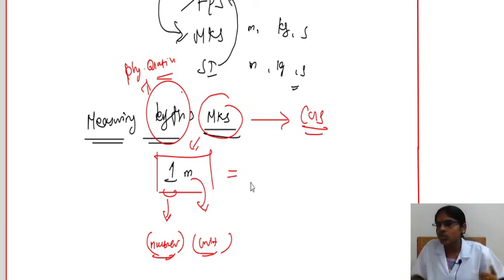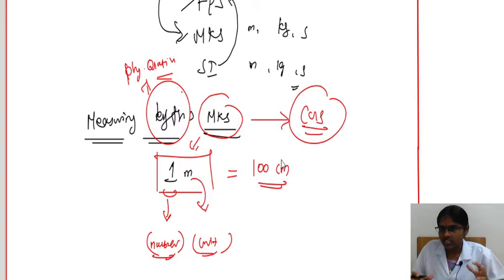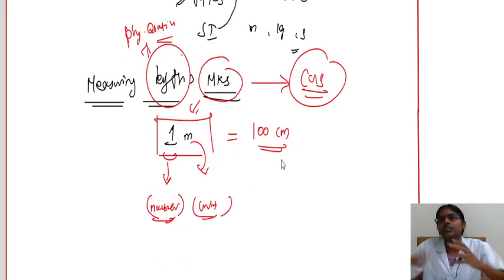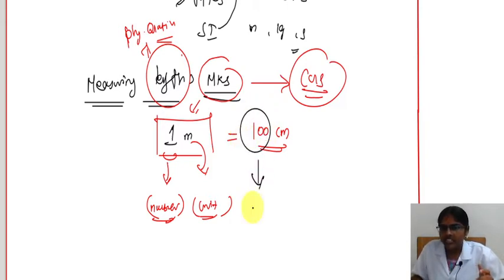1 meter is equal to, in CGS, what is the value? It is just 100 centimeter. See, the measurement does not change. The magnitude does not change, right? 1 meter and 100 centimeter are the same only, right? But here I am using a different system of unit, so you can see some changes here. What are the changes? The number changes here, right?